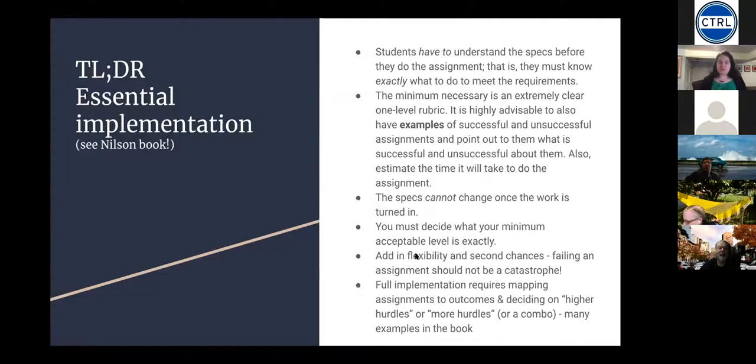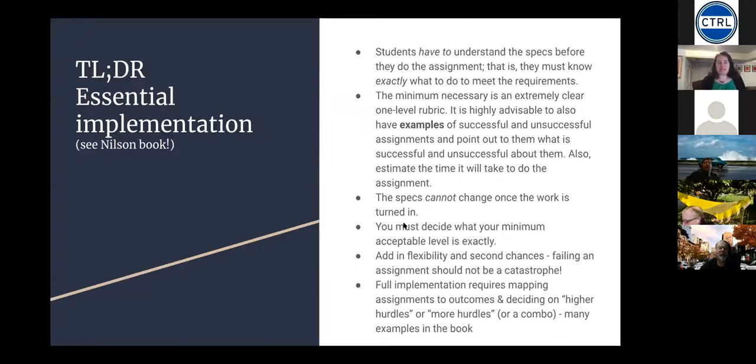And something that you have to do with this, even as opposed to a multi-level rubric, is decide exactly what your minimum acceptable level is, right? And that goes back to, okay, if they do these things, are they going to achieve the learning outcomes, right? So people can set their level at different levels. In the specs grading book, they talk about how you could set your level at an A, right? You could set it at an A minus even. I set my level personally at what I regard as B plus level work.